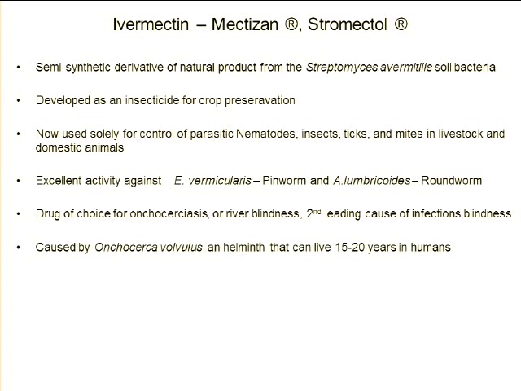We don't see it in America. We don't have it here, so I'm not going to focus on it at all. I just introduce it to you. It's caused by this Onchocerca volvulus, which is a worm.